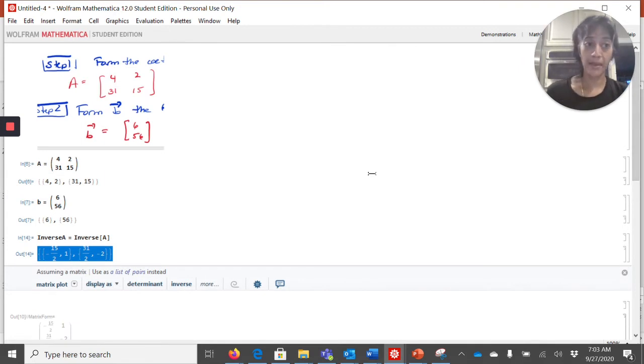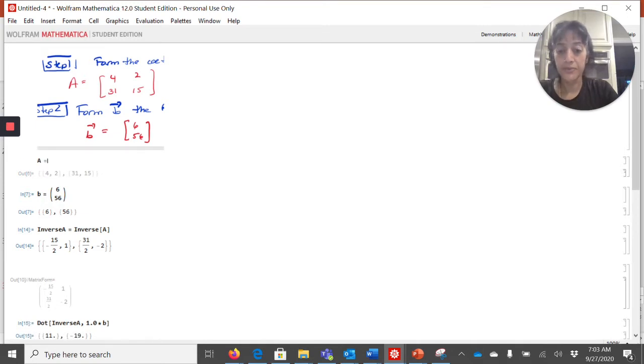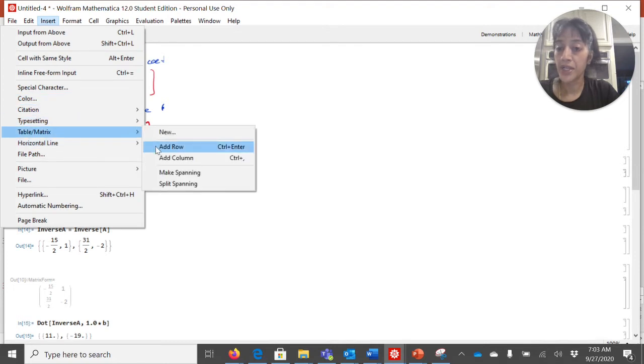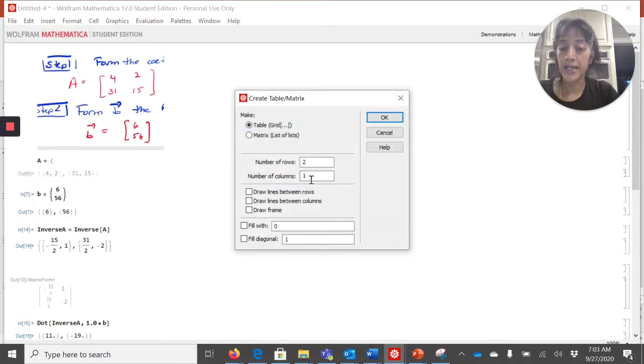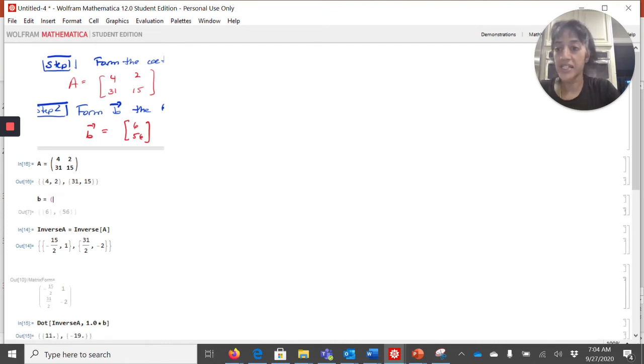I've put some of this in already. This is our problem. I'm going to insert the matrix A just like I did before. So just let me do it one more time so you can see. A is equal to, parentheses, and I'm going to go Insert, Table/Matrix, New, and it's a 2 by 2 here. So I'm going to put 2 by 2, close that parenthesis, and then put in the matrix 4, 2, 31, 15. And then Shift-Enter. That gives me that one.